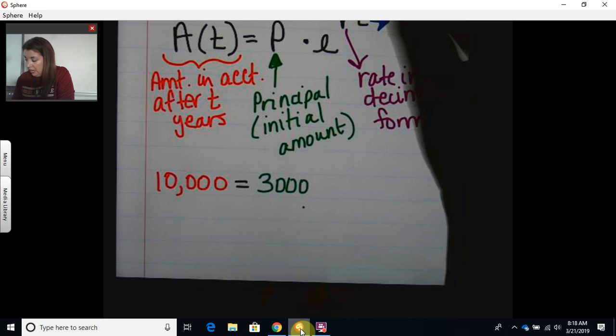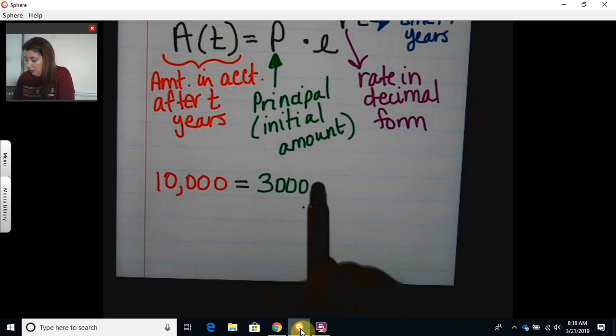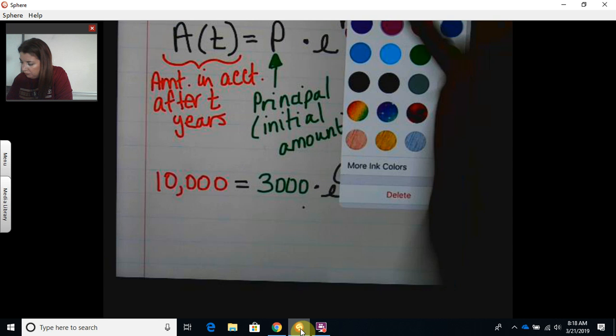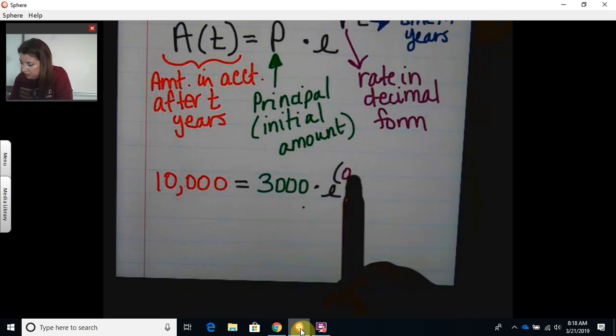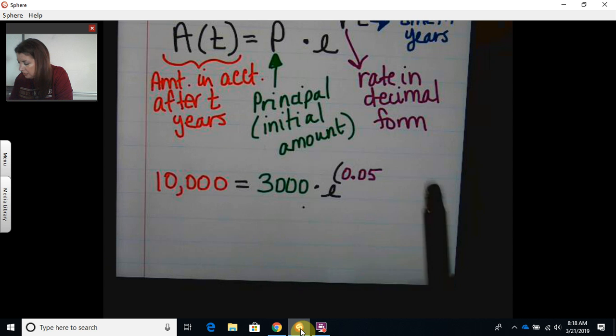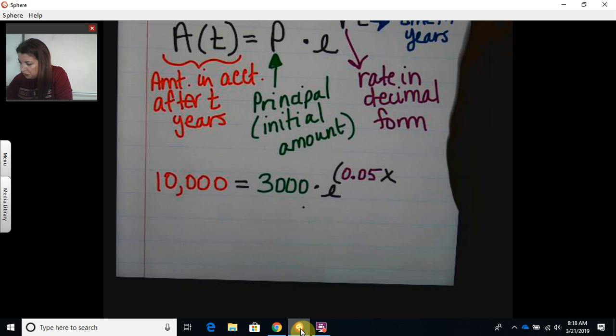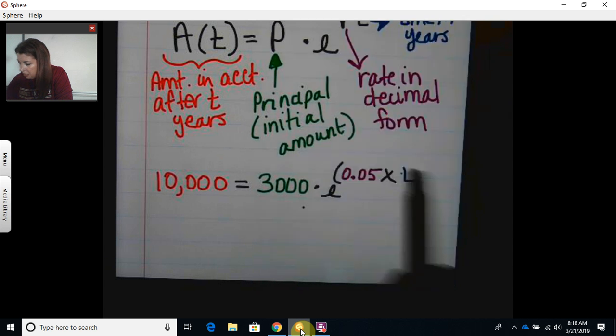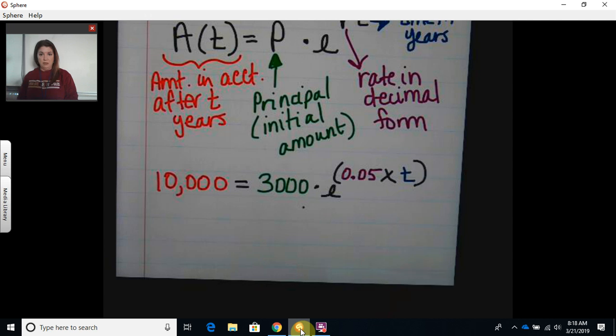times E. We don't substitute anything in for E. Raised to the rate. The rate is 5%. So what are we going to write again? 0.05 times the time. Do we know the time? No, that's what we're trying to find. How long would it take to get $10,000 if I deposited $3,000 earning 5% interest compounded continuously?